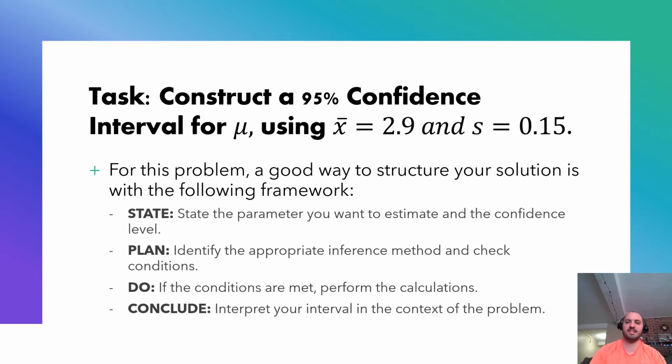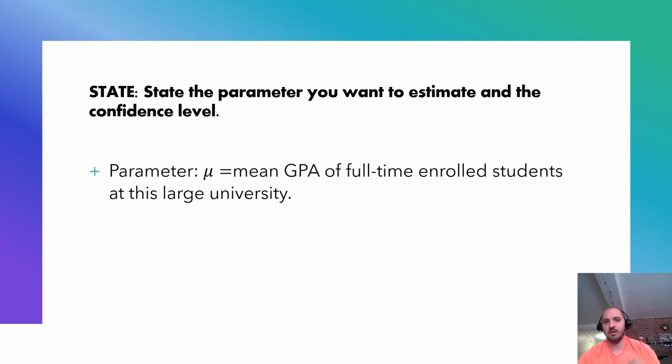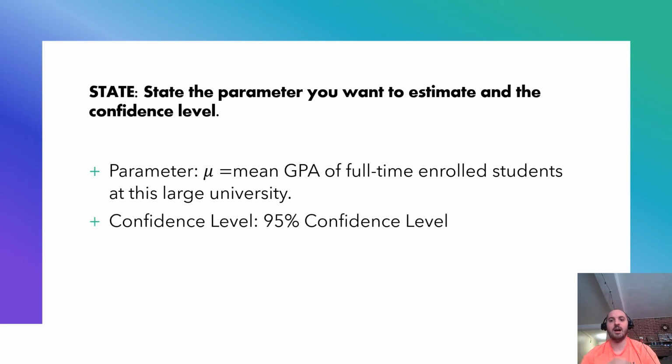So let's take a look at the state phase of this. If we want to state the parameter we're interested in, here we want to know what is the true mean GPA of full-time enrolled students at this large university. That's what we want to find. And the confidence level we want here is 95%. That might be different depending on the problem you're looking at. It's only going to change the critical value later on in the problem, so it's not a huge deal yet. So this is all the state phase: identify your parameter and your confidence level.